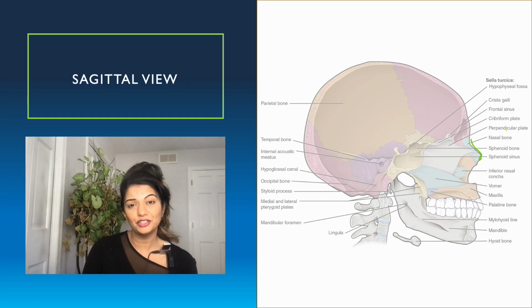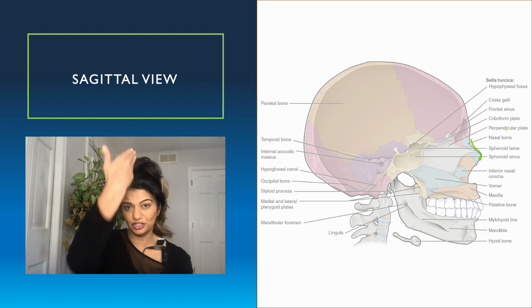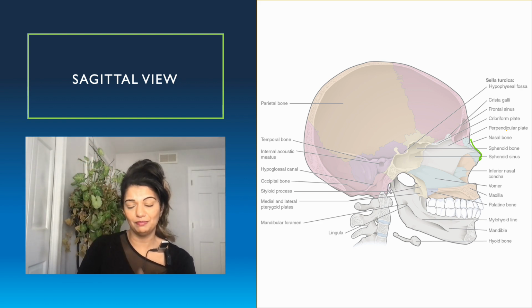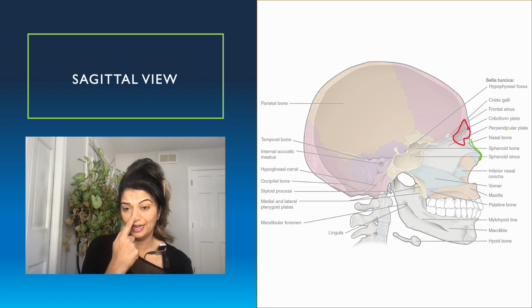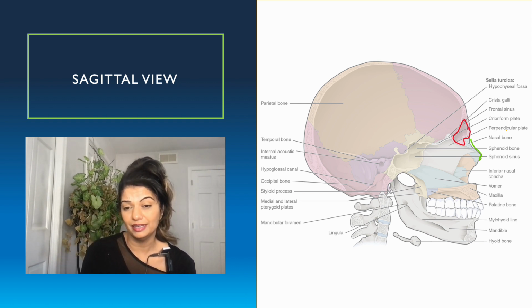Here we have a sagittal view of the skull. So basically you've taken a cross section sort of this way, right? Down the middle, left and right sides. So let's take a peek at the structures here. So the first thing I want to orient you to is your nasal bone. That's the green on this view right here on this visual.